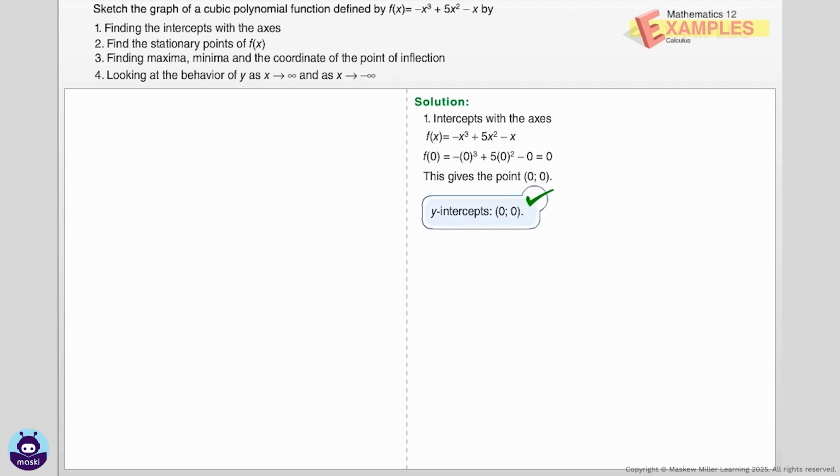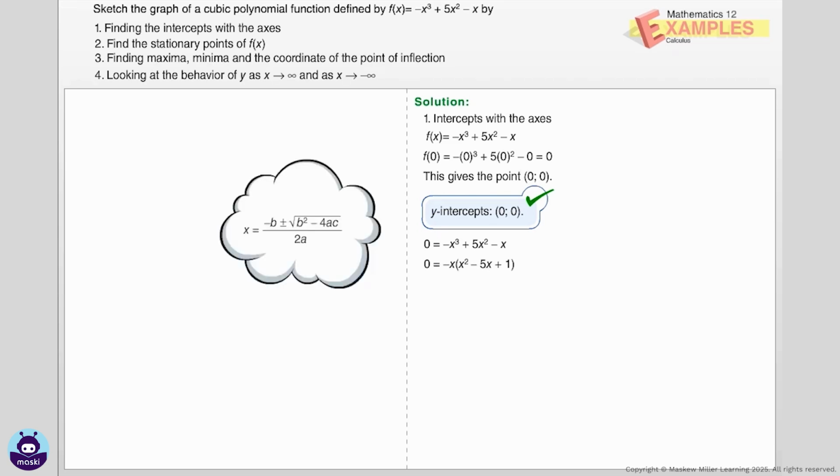To determine the x-intercepts, we let y equal 0 and solve for x. 0 equals negative x cubed plus 5x squared minus x. Taking out the common factor, negative x: 0 equals negative x times (x squared minus 5x plus 1). This is a quadratic equation which can be solved using the quadratic formula.